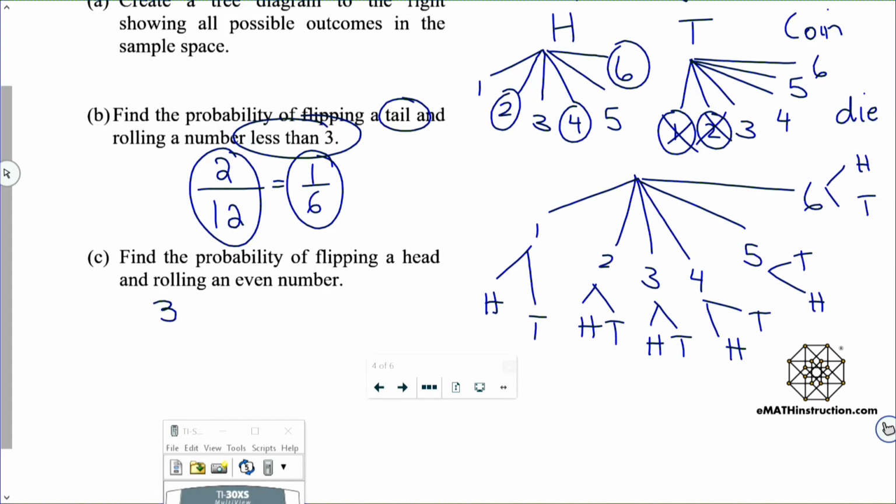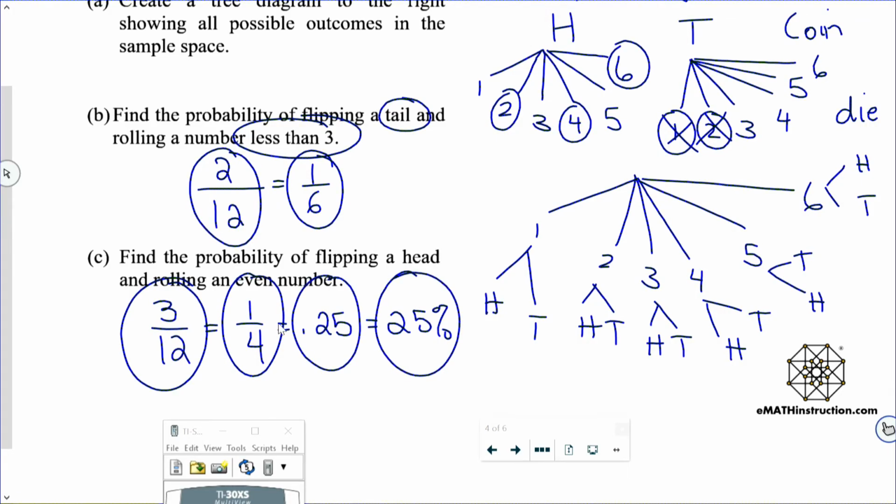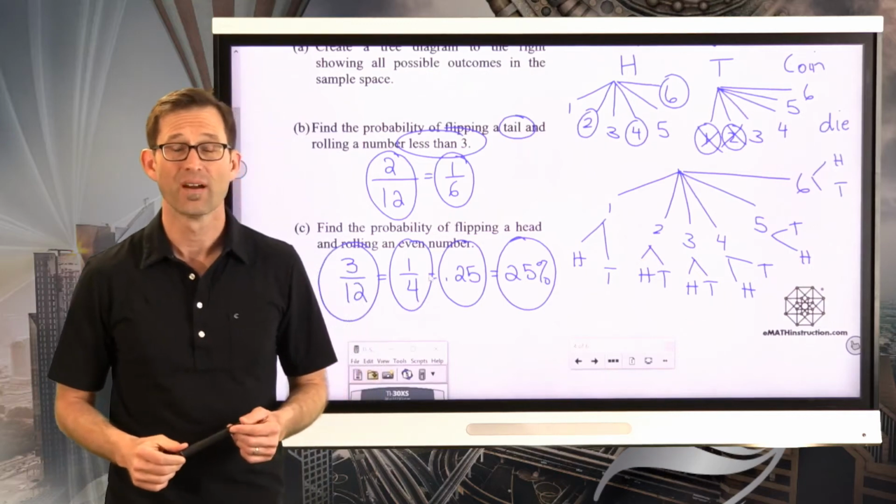So that's going to be 3/12, which reduces to 1/4. That does have a nice probability, 0.25 or 25%. Again, we could certainly do the decimal and percent in letter B. It's not as nice.